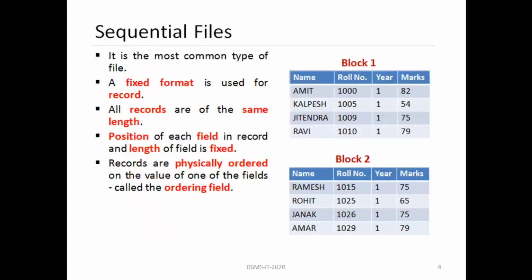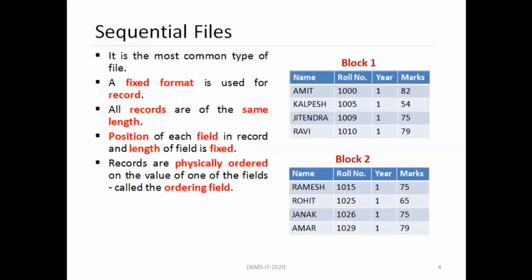The basic type of file is the sequential file. It is the most common type of file. A fixed format is used for the records, so the record format is always fixed. All records are of the same length. In this case, you can see all the lengths of the records are the same.